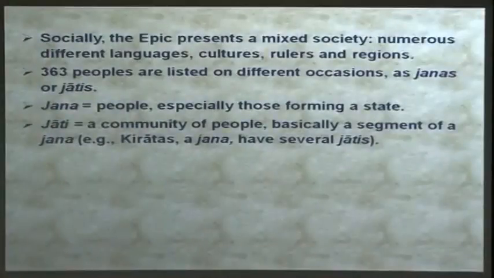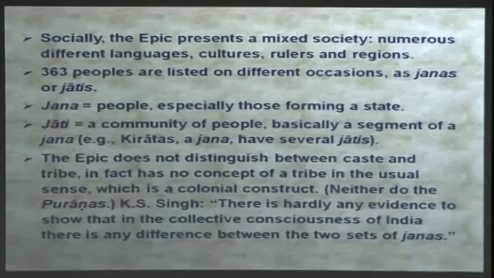They are listed as jana or jatis. A jana is a people especially forming a state. A jati is a community, but then the definitions are a little fluid. Don't take it as very strict. But it's basically a segment of a jana. For example, the Kiratas, they are one jana, but they have several jatis, according to the Mahabharata. But the very important thing, and this is something which unfortunately we have completely lost sight of, we've been brainwashed by the British colonial anthropology, which completely cut the tribal communities apart from the mainstream, basically for purposes of conversion.